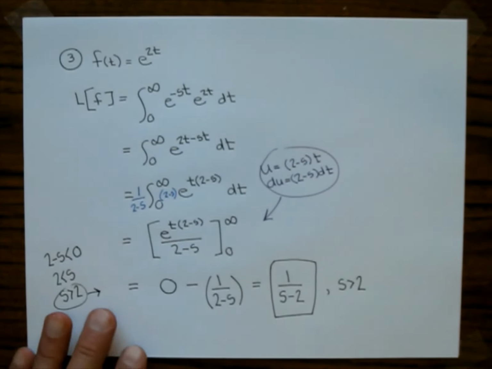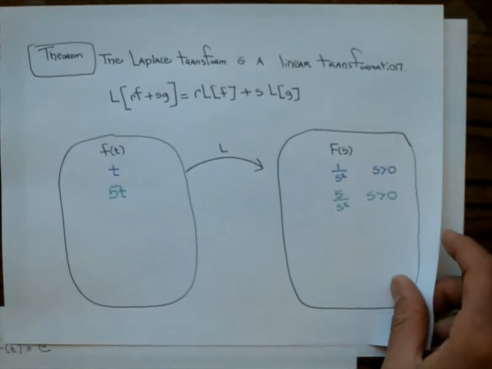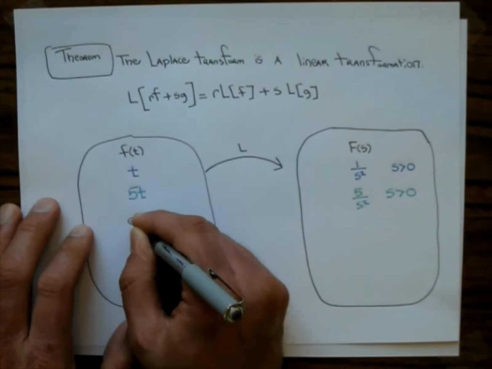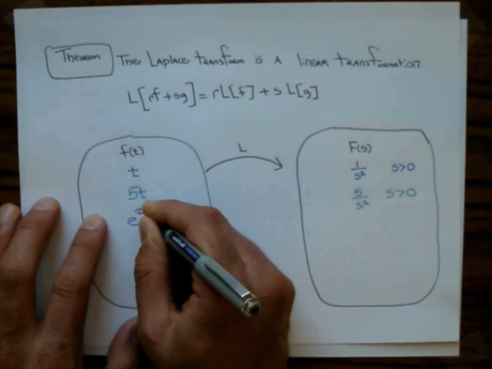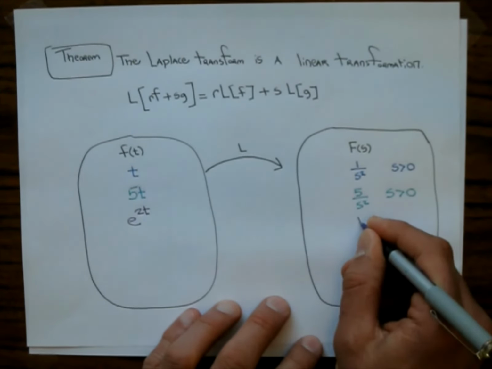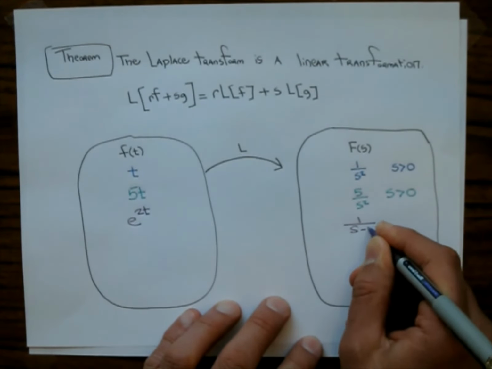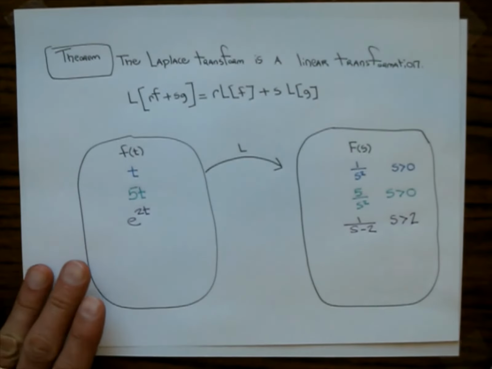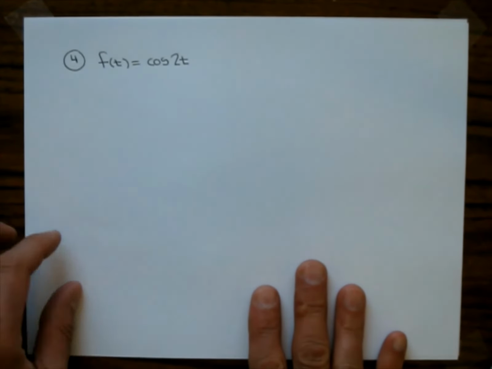So let's go ahead and put this on our list right here. We took the Laplace transform of e to the 2t. We ended up getting 1 over s minus 2, where s is greater than 2. Okay. Let's go ahead and do problem number 4, which might be our worst problem that we do in this section, just because of calculus skills. And this one's going to be quite dramatic.